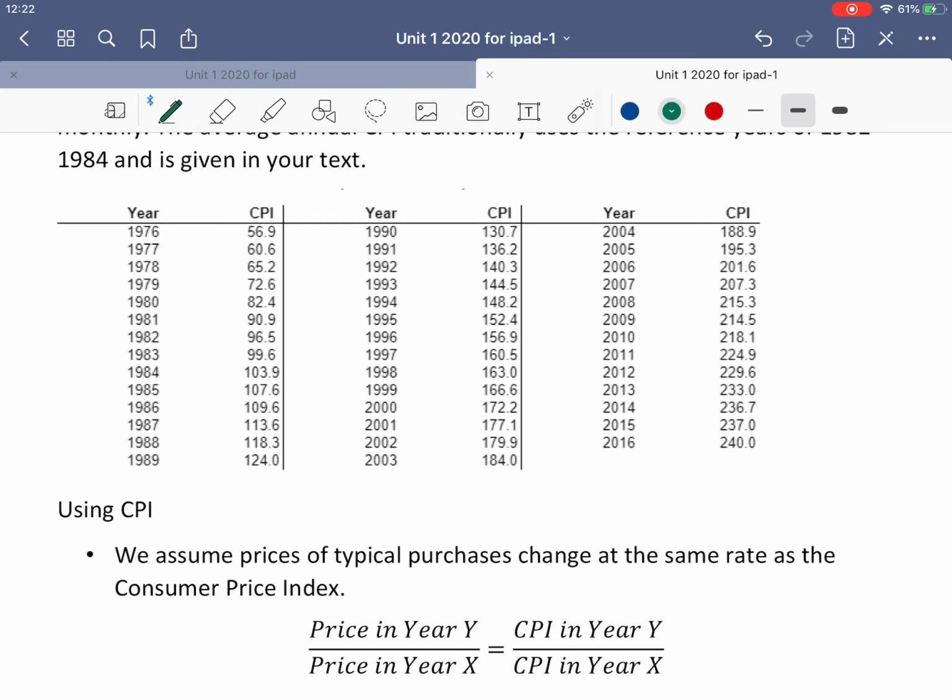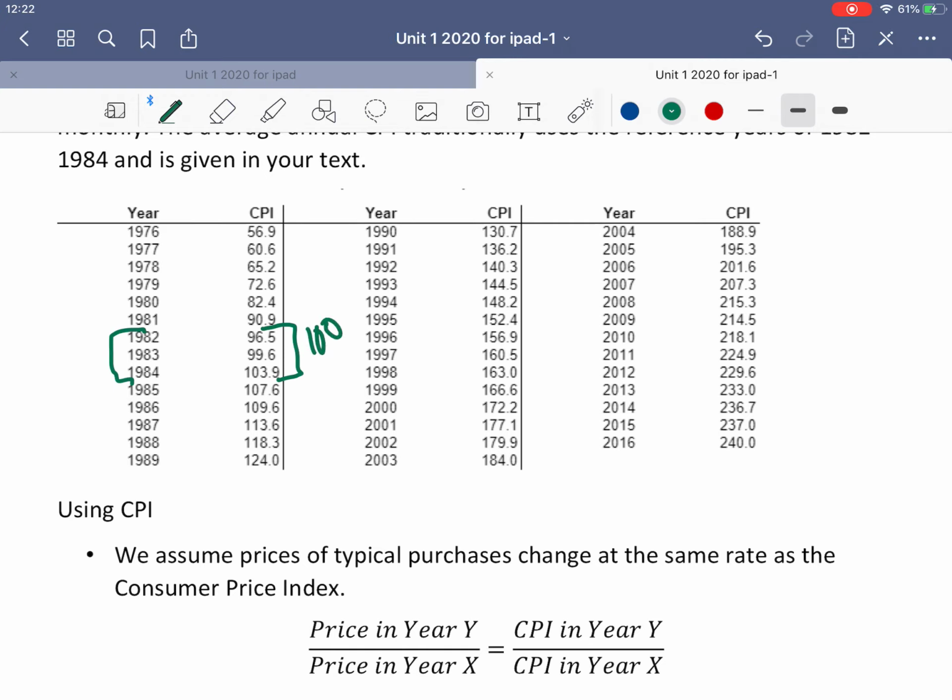But I want you to look here. This is a CPI chart. It gives the years and the CPI. We currently use a CPI that uses the years 1982 to 1984 as a reference point. If you add these three numbers and divide by 100, what do you get? I want you to pause that and try it. Okay, if you average 96.5, 99.6, and 103.9, you should have got 100.